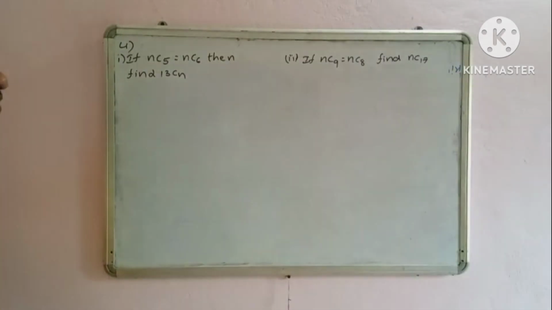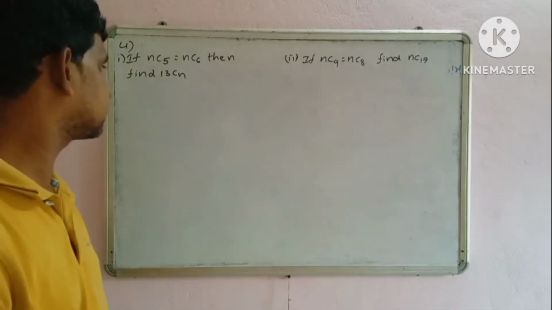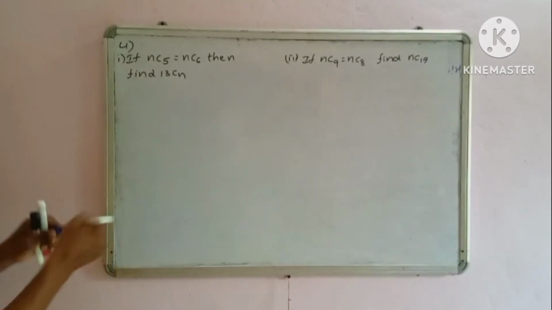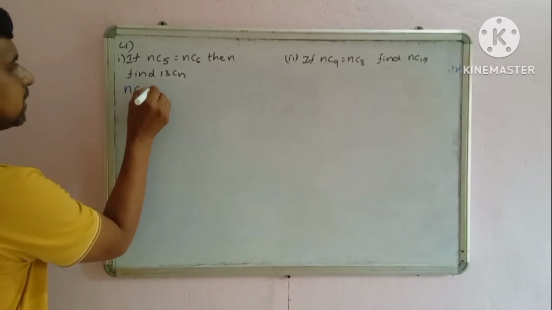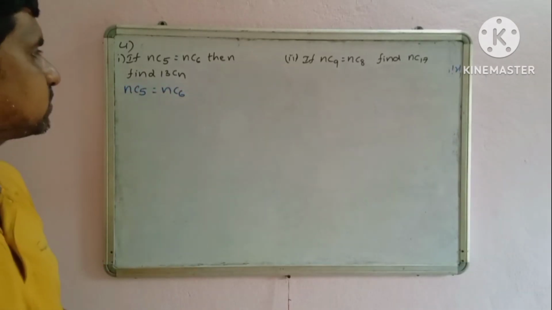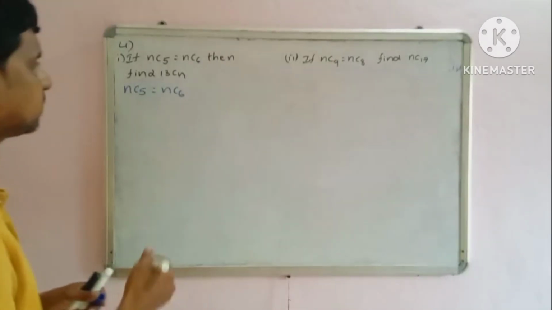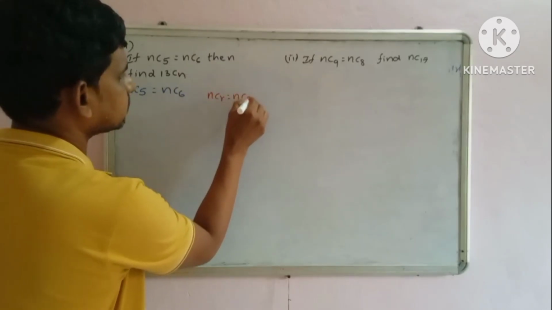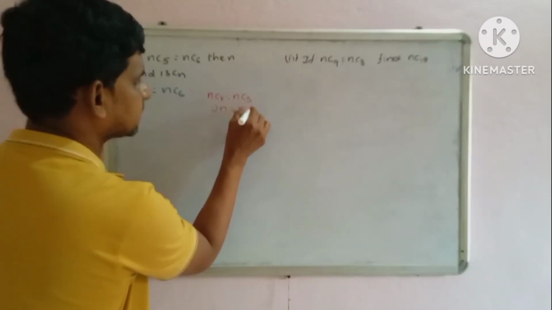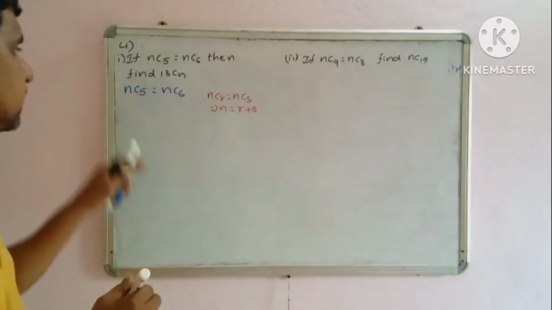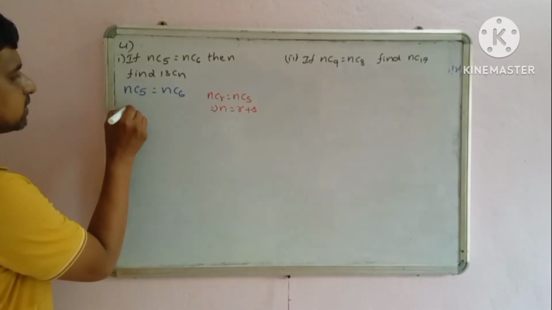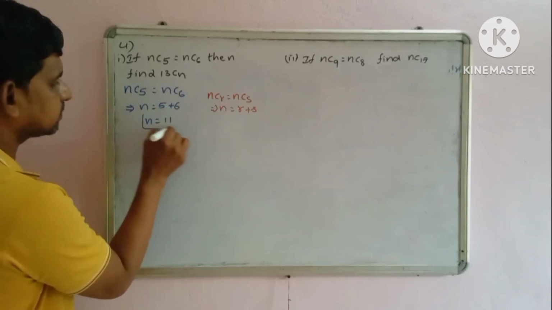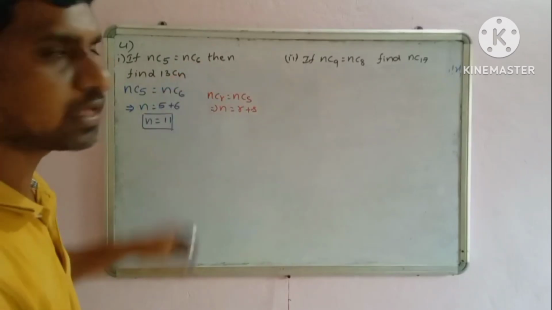Problem number 4. If NC5 equals NC6, then find 13Cn. NC5 equals NC6, then find the value of 13Cn. See the formula: if NCr equals NCs, then n equals r plus s. So NC5 equals NC6, then n equals 5 plus 6. 5 plus 6 is 11. Now we will find the value of 13Cn.